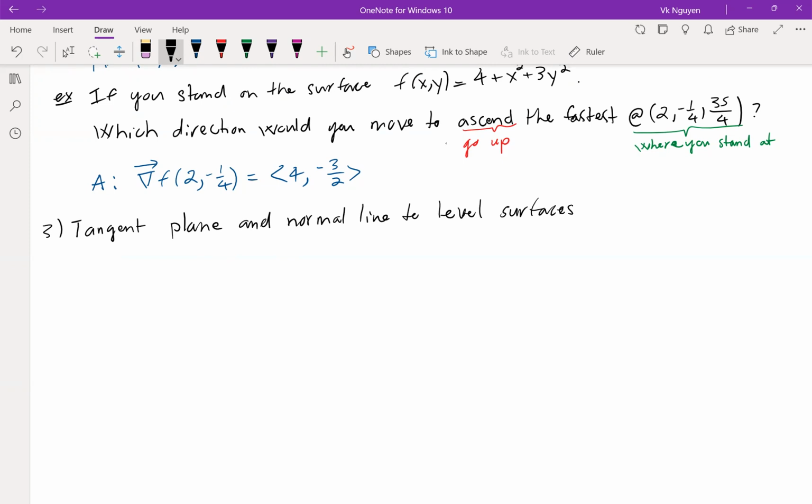So what is a level surface there? A level surface is a surface in the form f(x, y, z) equal k. This is a level surface of the function f(x, y, z).